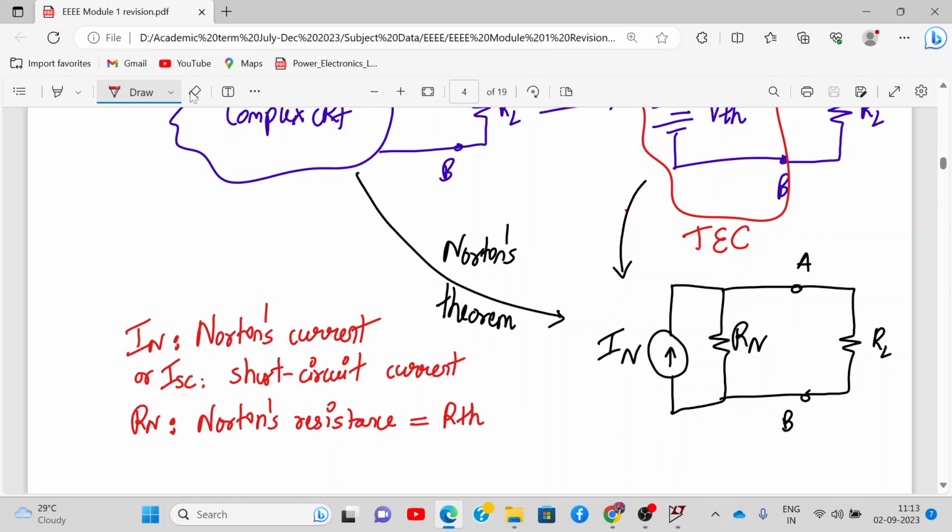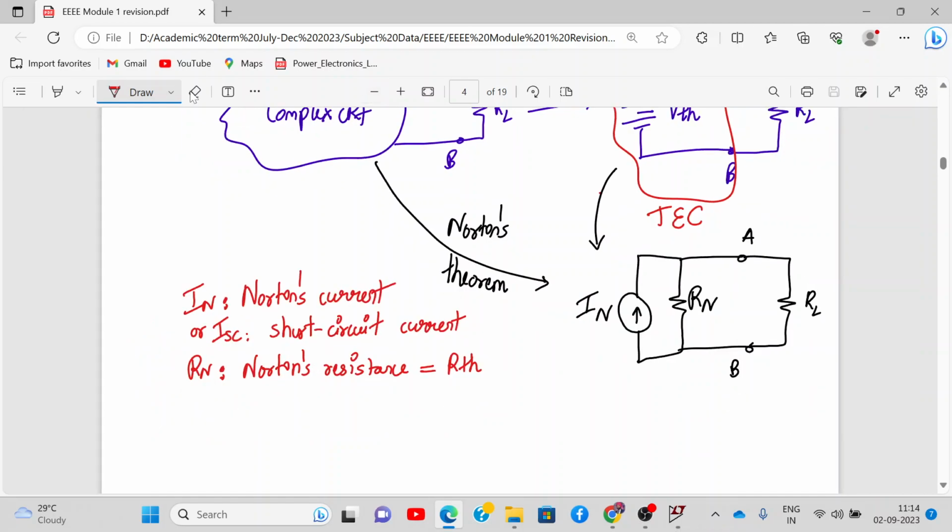So please, you have written up till here. Can I proceed ahead? Yes, sir. So, one minute. For RN, the procedure is the same: remove RL, deactivate all sources, and then calculate the resistance between A and B. So I'm not writing it. I'm only writing for IN.